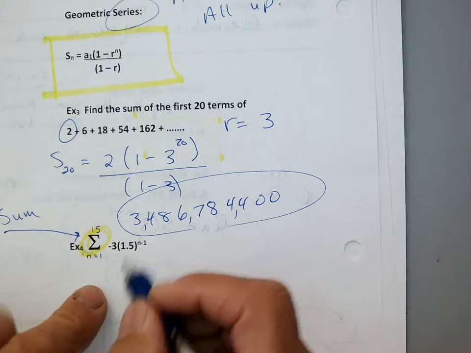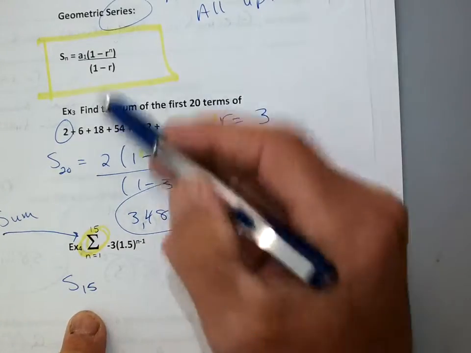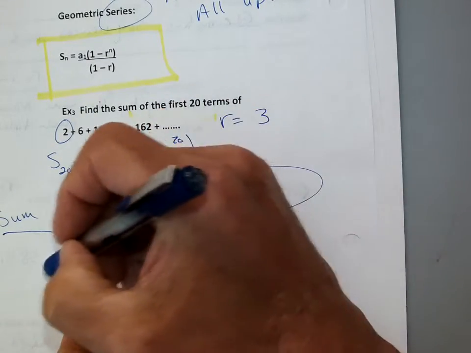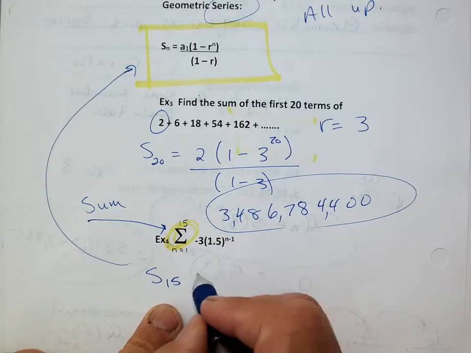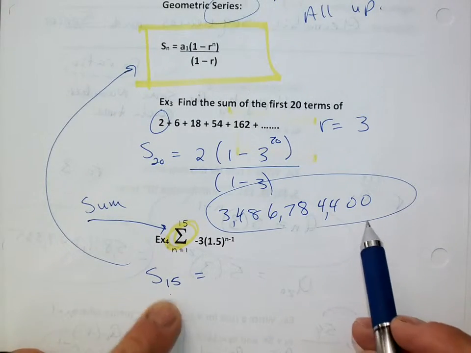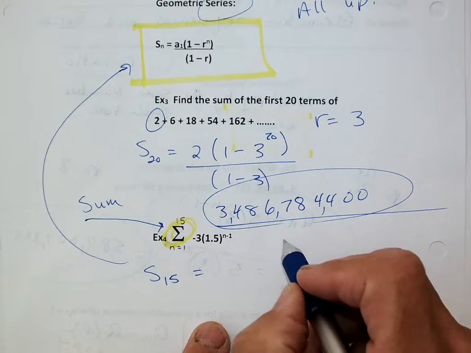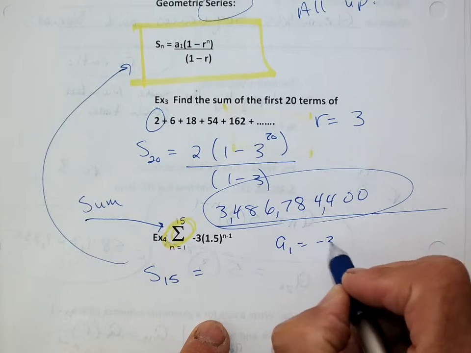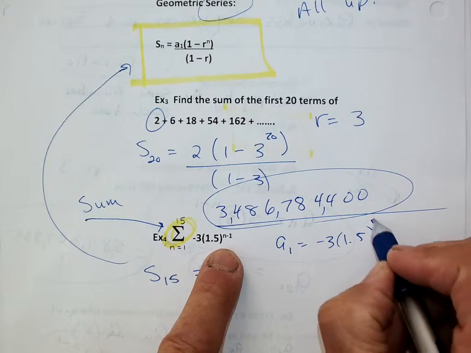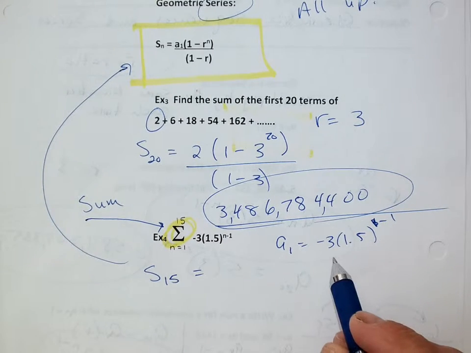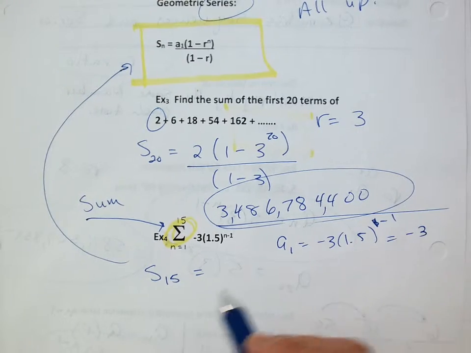So first of all, my formula is S of 15. I want the sum of the first 15 terms. I need my first term, but that's easy. A1 is equal to -3 times 1.5 to the 1 minus 1 power, which hopefully you guys see is -3. So A1 is -3.